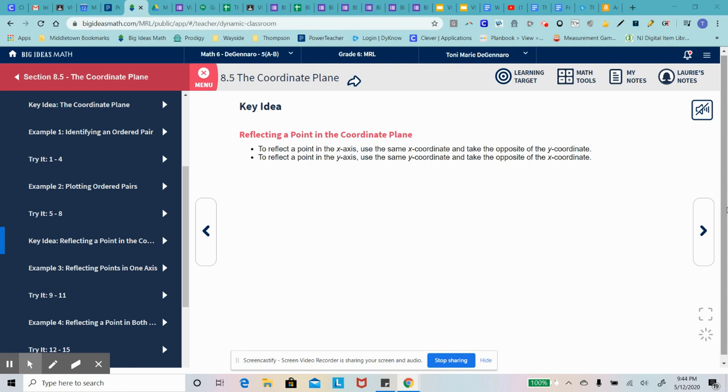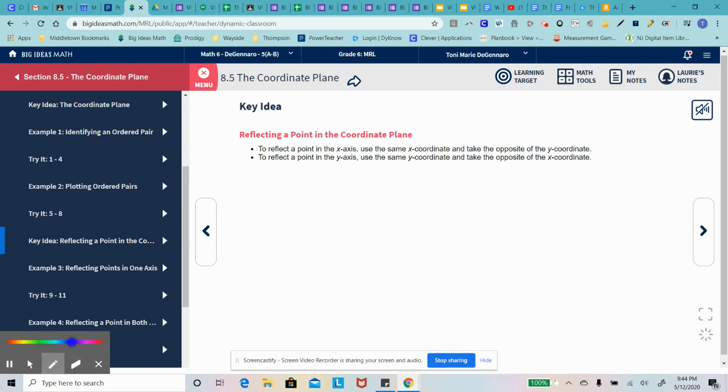Hi, everybody. Today what you're going to be doing is working with reflecting a point in the coordinate plane. It sounds really tricky, but once you practice a little bit, you'll really understand it and you'll say, oh, okay, this is easy. I'm hoping.